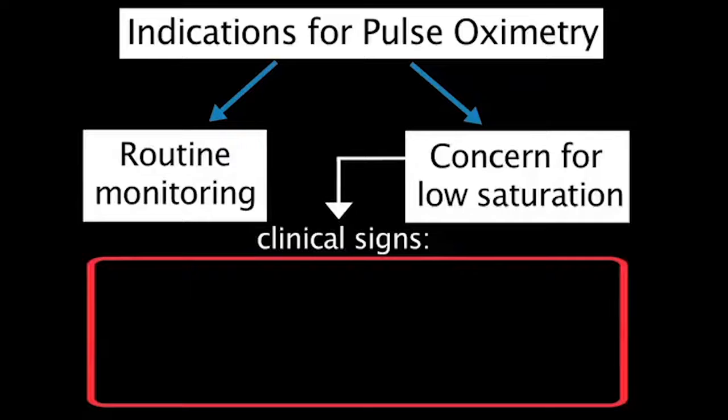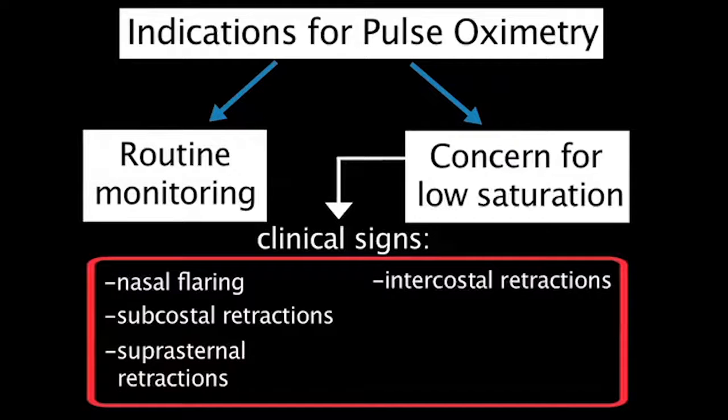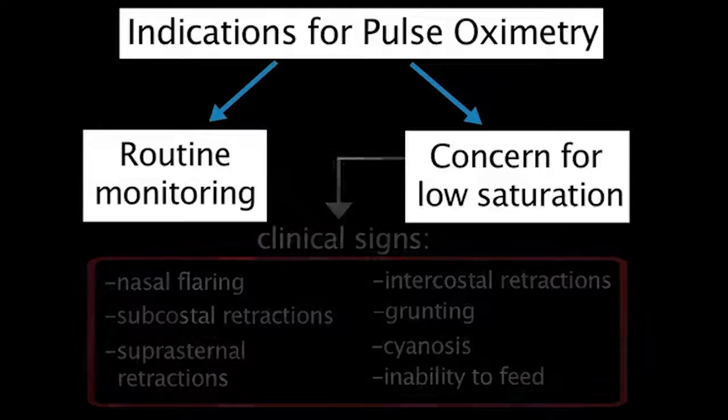Some clinical signs that may make you worried about a patient's oxygen saturation include nasal flaring, chest indrawing or subcostal retractions, suprasternal retractions or tracheal tugging, intercostal retractions, grunting, cyanosis, or inability of your child to feed.